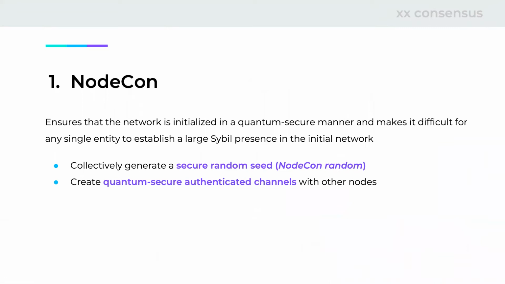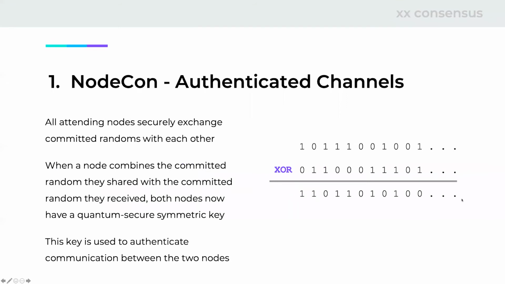Next, once we have the secure random seed, we're going to create quantum secure authenticated channels between all nodes. This allows nodes to communicate with each other during consensus, while ensuring that the messages they get from other nodes actually come from the node they're expecting it to come from, and that they haven't been manipulated. And we're going to do this in a very similar way as we generated the NodeCon random, where each node will meet with every other node, and they'll exchange a secret but committed value. And when these nodes go home, they can XOR or hash the values together, and the result will be a quantum secure symmetric key that only they know, and that did not rely on any trusted infrastructure, like, say, a key server, to generate.